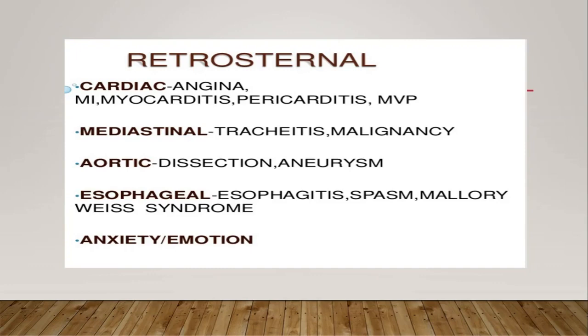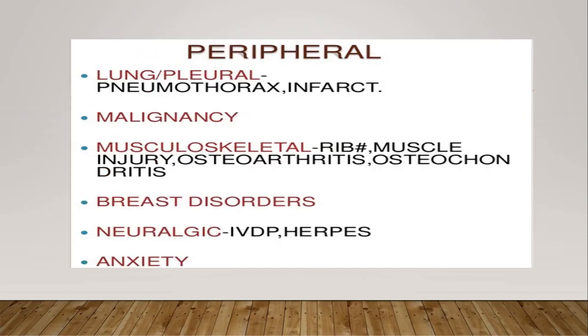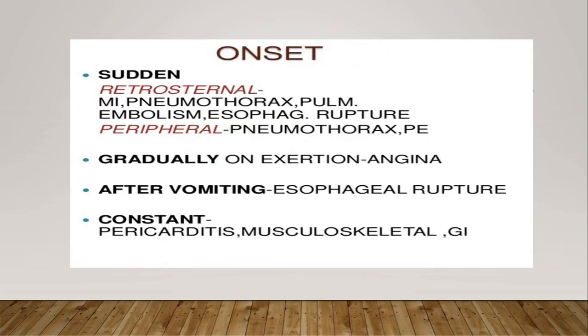Retrosternal pain is most likely cardiac: angina, myocardial infarction, myocarditis, pericarditis. Mediastinal causes include mediastinitis or malignancy, aortic dissection and aneurysm, esophagitis, esophageal spasm. Peripheral chest pain is secondary to pneumothorax, infarction, pulmonary embolism, musculoskeletal chest pain, sometimes a breast disorder, and sometimes a neurologic cause like intervertebral disc prolapse or herpes. Anxiety can also cause peripheral chest pain.